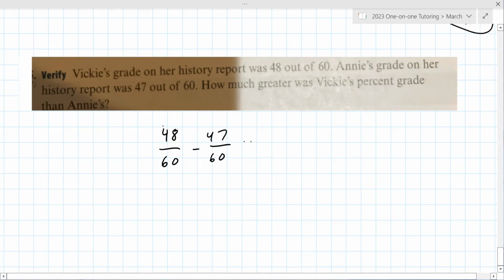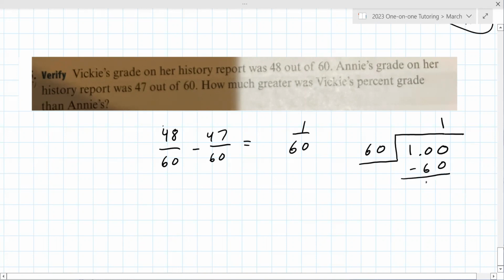So it's 1 out of 60, and do that as a division. So that's 60 on the outside, 1 on the inside. You've got to do this awful long division.